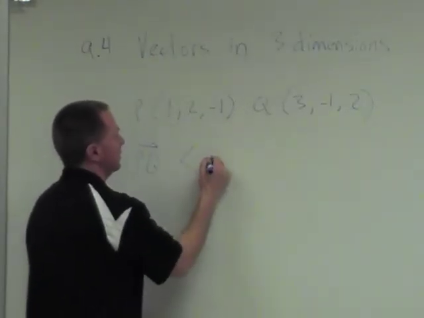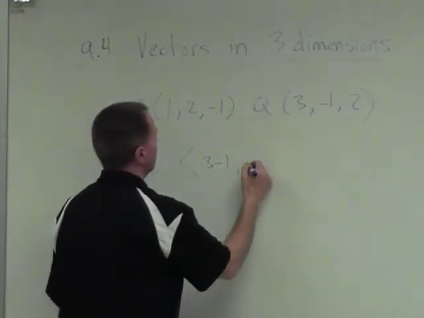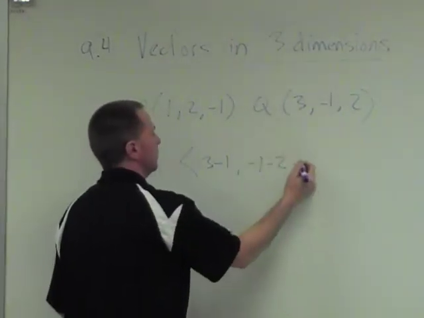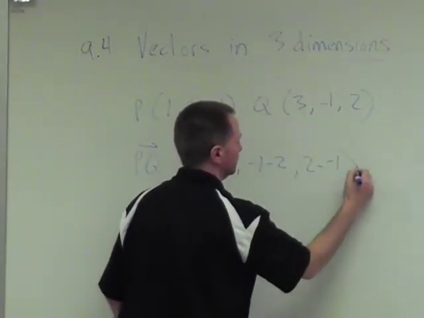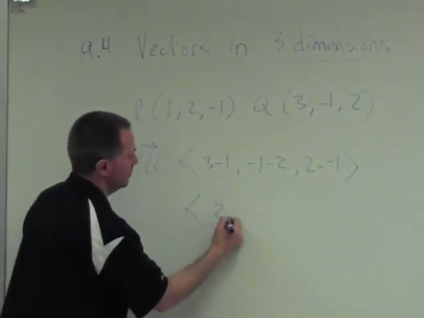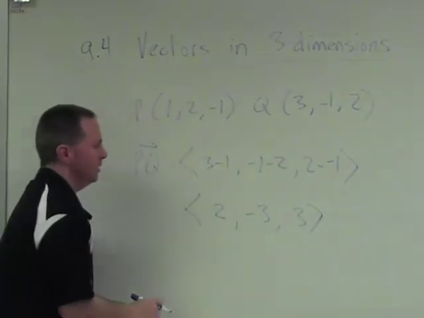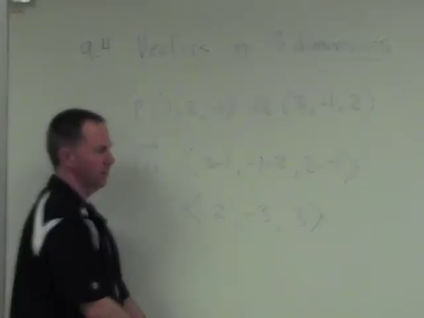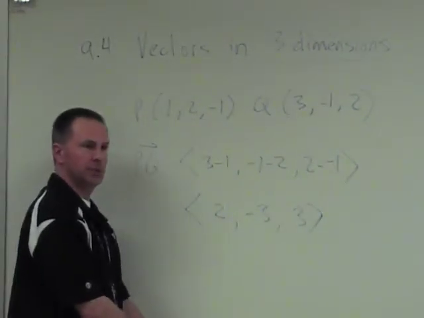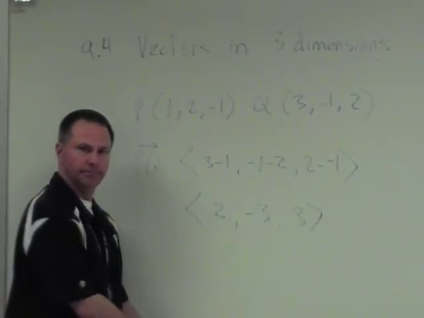So 3 minus 1, that's the first one. Negative 1 minus 2, and 2 minus a negative 1. So that gives us 2, negative 3, and 3. That would be the vector in 3 dimensions. Pretty simple. Got it?